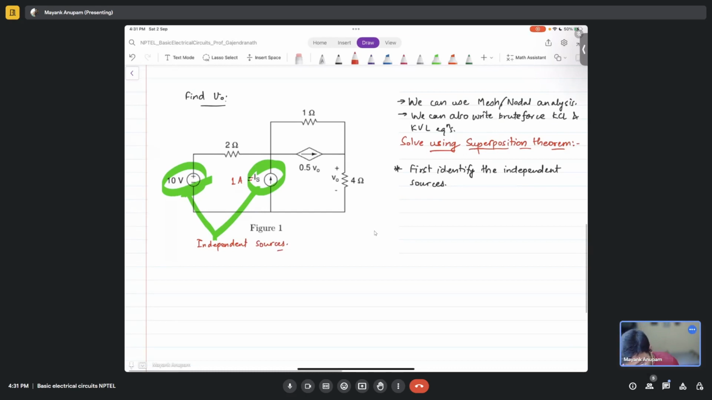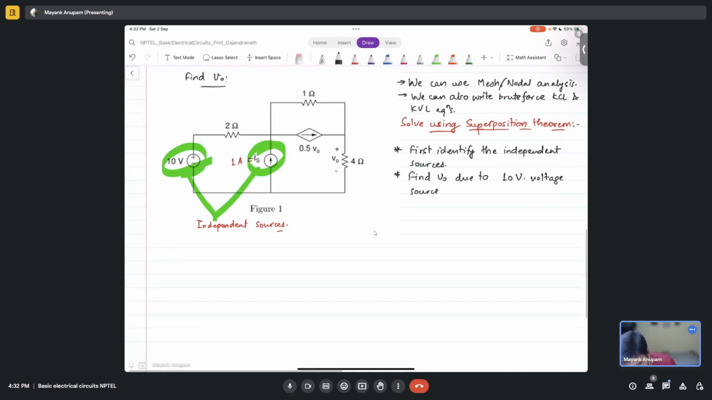Now the second step will be to nullify one of the independent sources. You have to take only one independent source at a time. So let's say, find V naught due to the 10 volt voltage source.